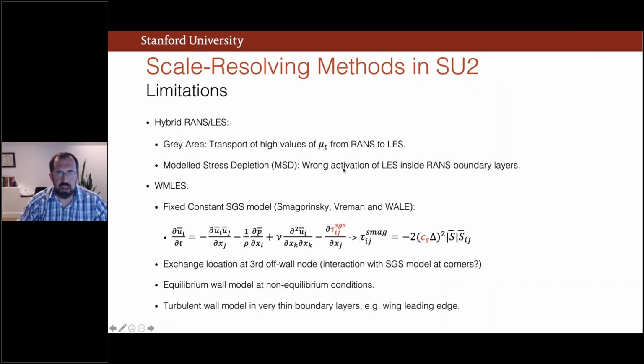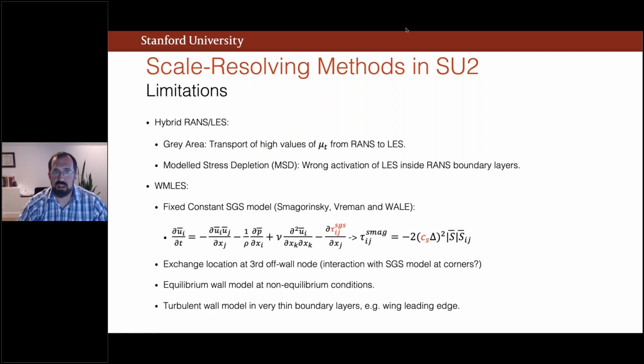Before I get any further, I wanted to quickly address some of the limitations of scale resolving methods. These are just a couple examples. In hybrid RANS large eddy simulations, you sometimes get turbulent eddy viscosity from the RANS which is mismatched or much higher than the LES. Sometimes, depending on the switching function, you might have improper activation of the LES model inside regions that should be handled by the RANS.